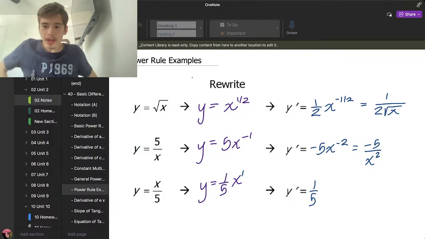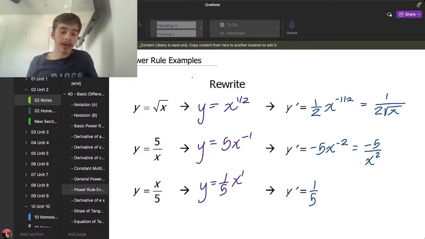AP Spanish Lit exists because AP English Lit exists, so I guess it's somewhat inclusive.